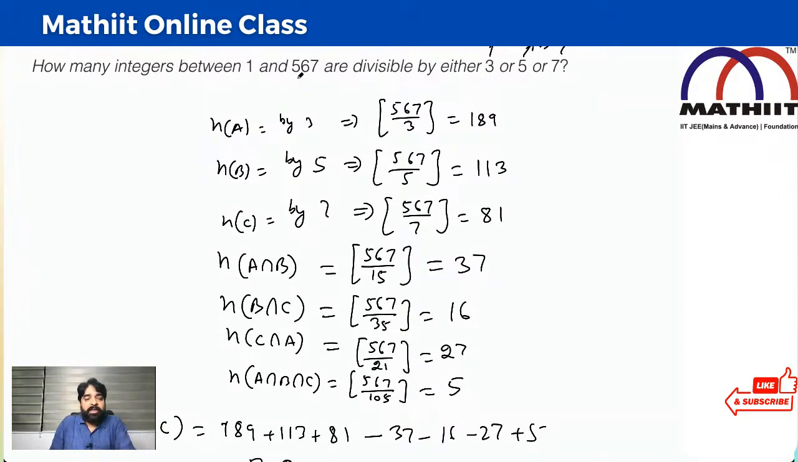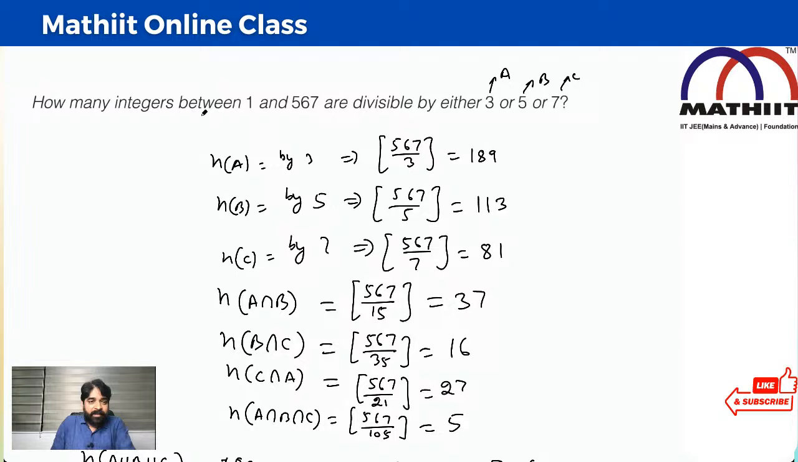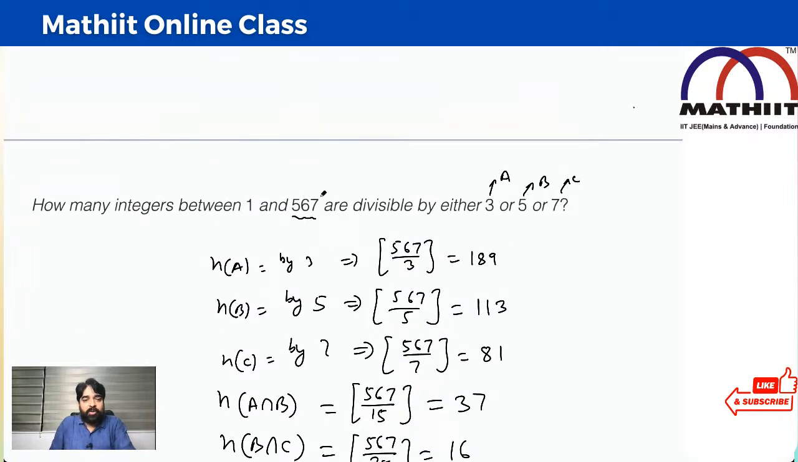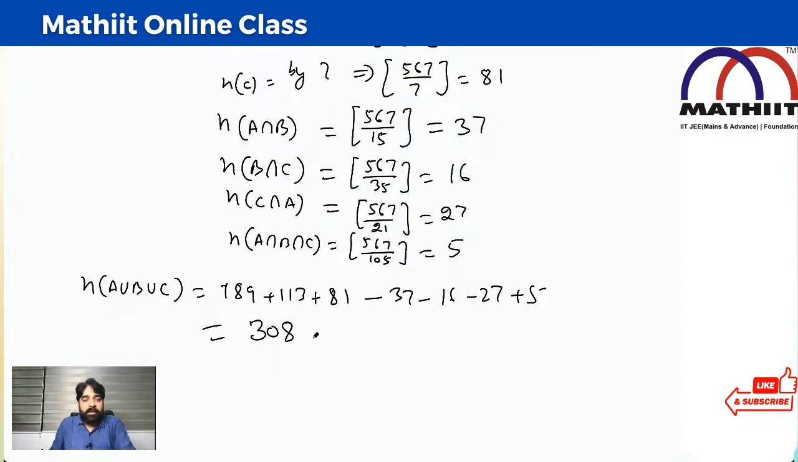The question says between 1 and 567. Is 567 divisible by 3? Yes, so be clear. They say between, so this number should not be included, but here it's included. 567 is divisible by 3, so it is included. So it means minus 1, and the answer will be 307.